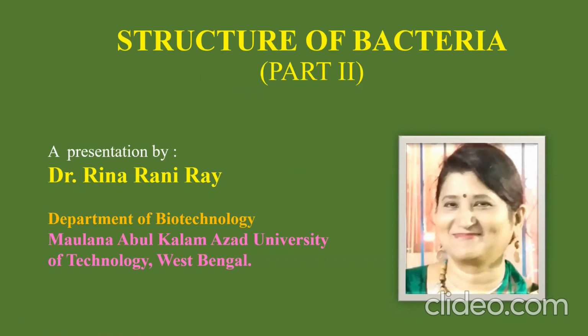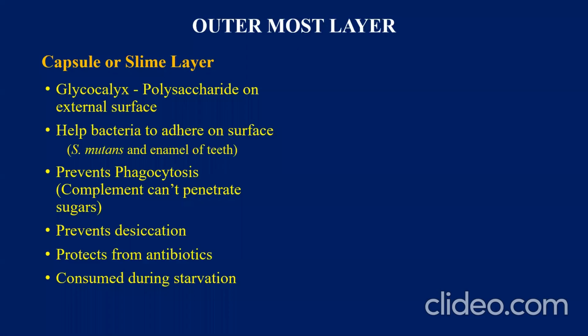Welcome back to the second part of structure of bacteria. We know the outermost layer of the bacterial cell is a capsule or slime layer. It is made up of glycocalyx. Glyco means sugar, calyx means cup. So it is made up of polysaccharide.